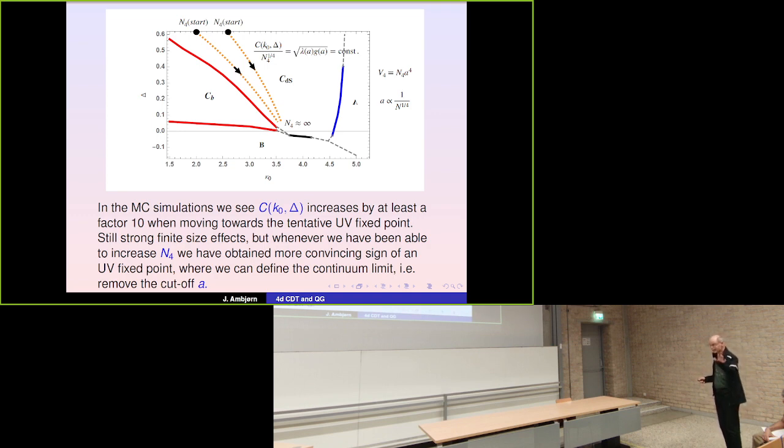So we follow this path, and this should lead us to this fixed point. So this is my last slide. In the Monte Carlo simulations, we see that this indeed increases when we go in this direction, at least by a factor 10. And moreover, whenever we can increase n4, it's not so easy, then we have been able to obtain more convincing signs that this is an ultraviolet fixed point. But it's not settled yet, I would say. Definitely not. But if it is, then we have a continuum limit where we can remove the cutoff.